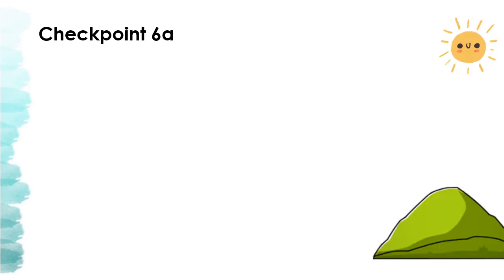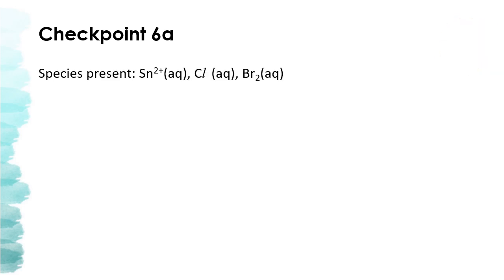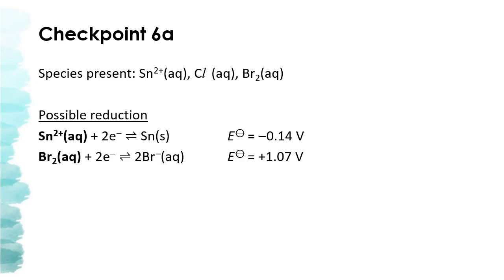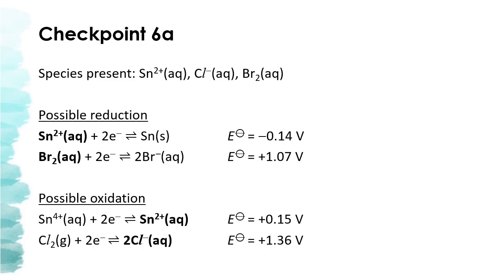For checkpoint 6A, we should list down the species that are present: Sn2+, Cl-, and Br2. We look for these species on both the left hand side and the right hand side. For the reduction, you have minus 0.14 volt and plus 1.07 volt. It should be quite obvious which one you choose for the reduction, the one that is more positive. For the oxidation, you have plus 0.15 volt and plus 1.36 volt. Again, we should choose the less positive one for the oxidation.